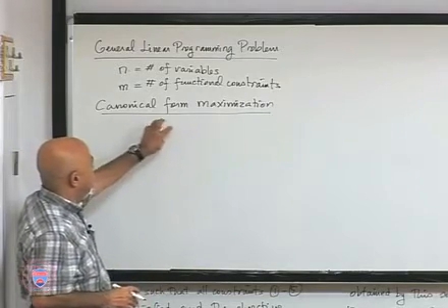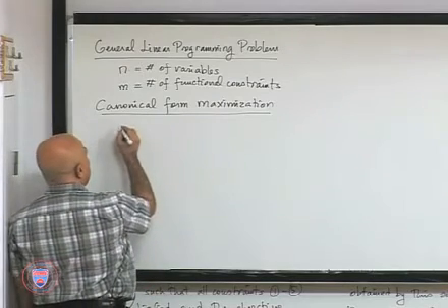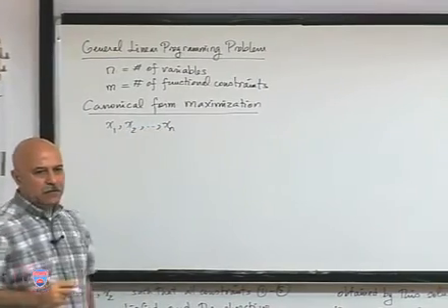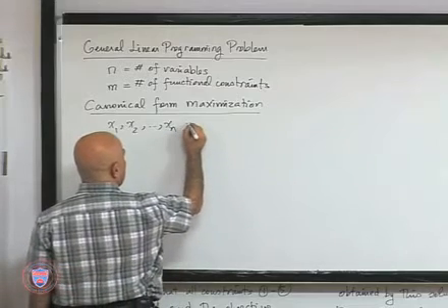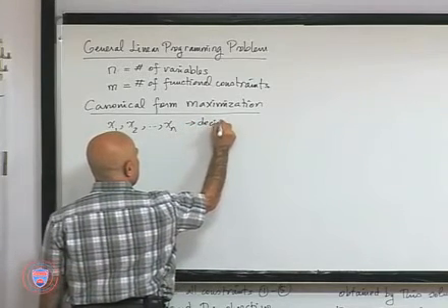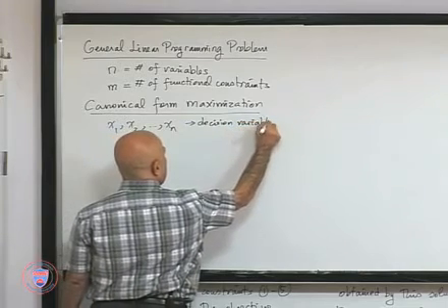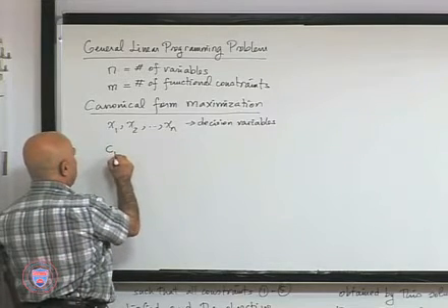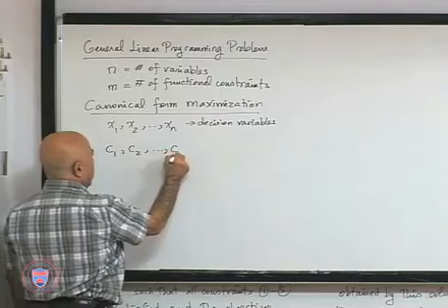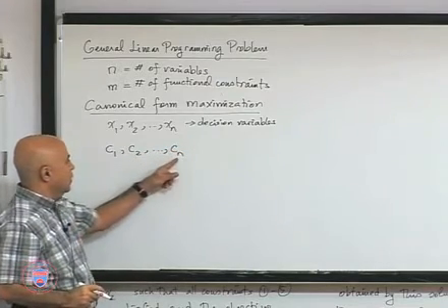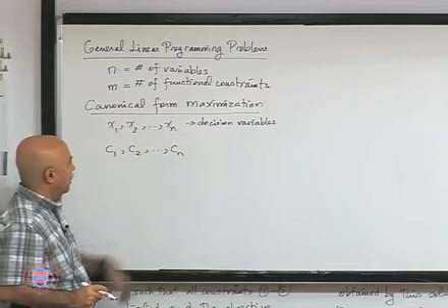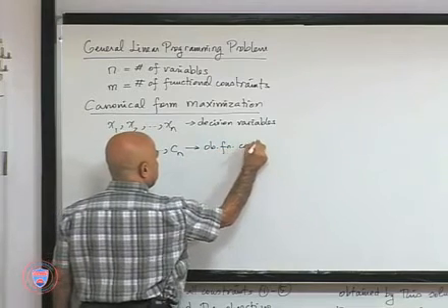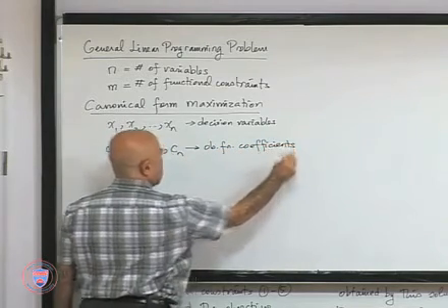Nevertheless, the canonical form maximization I have in mind will be the following kind. My variables will be x1, x2, up to xn. So I've got n variables. These are my decision variables, or just variables. Now I'm going to have certain constants, C1, C2, Cn, associated with the variables x1, x2, xn. These are the objective function coefficients of the variables x1 up to xn.